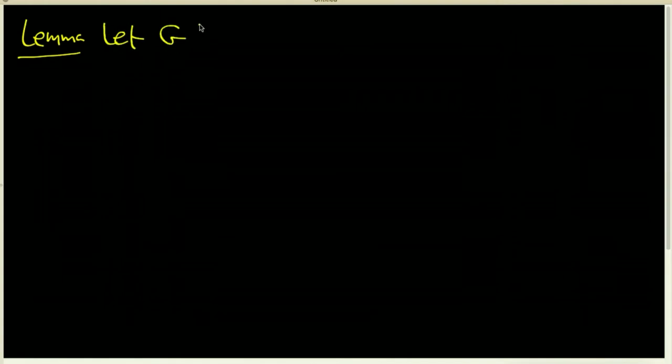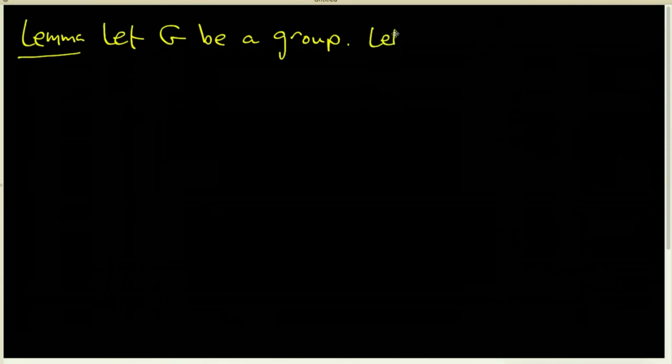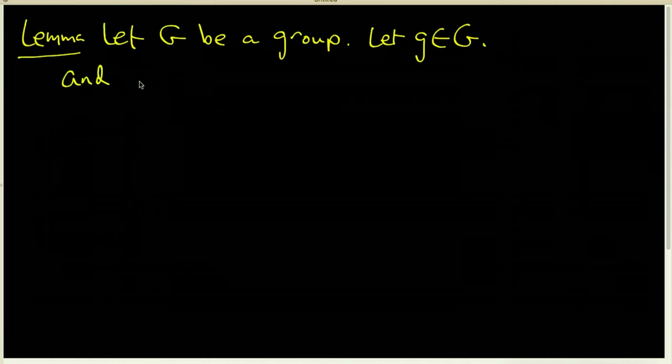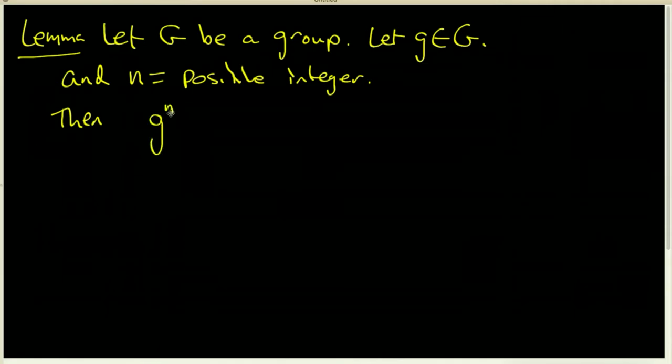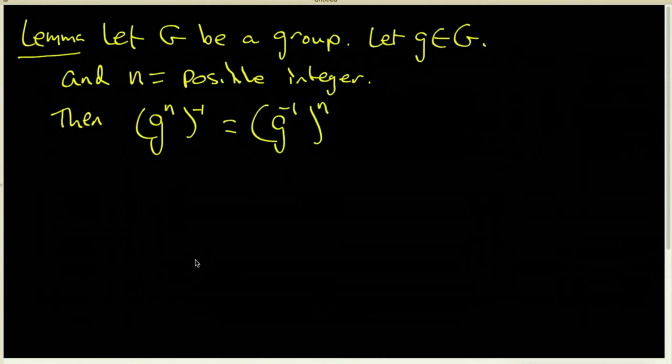So my lemma is going to be this. We're going to let G be a group, and we're going to assume that the operation is written multiplicatively. We're going to let little g be any element of that group G, and we're going to let n be a positive integer. Then it turns out that g to the n's inverse element is going to be equal to the inverse element of g raised to the n.